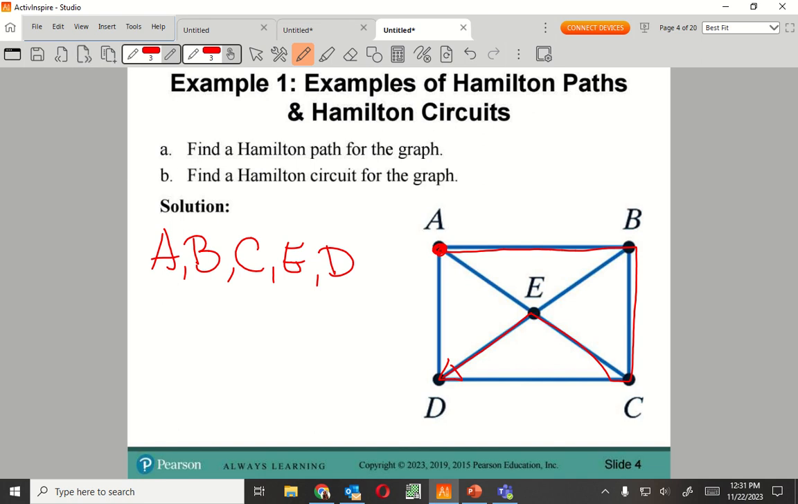Now let's change up the colors here and let's go this way. Now this time we're going to do a circuit. So if it's a circuit, what do we know about circuits? That it has to end where it starts. Very good. So I'm going to go A, E, B, C, E, D, and then back to A. So a circuit means I would have to go all the way back to the beginning.